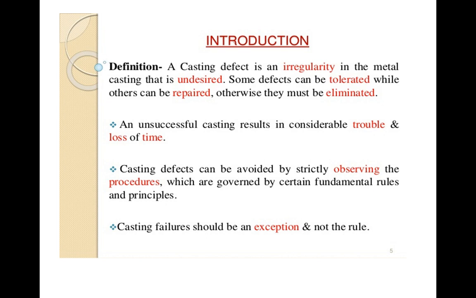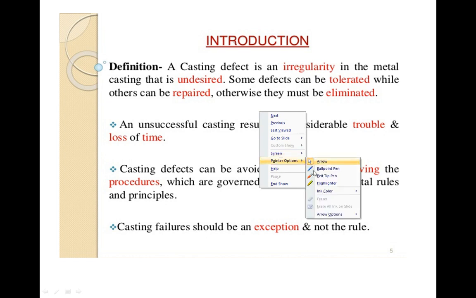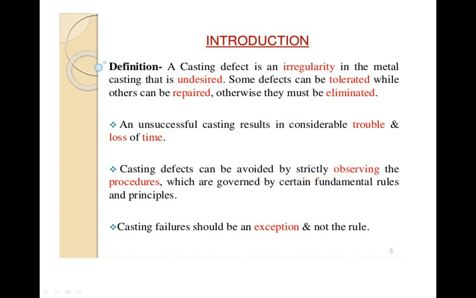So what do you mean by casting defect? A casting defect is nothing but an irregularity in the metal casting that is undesirable. Some defects can be tolerated and some are repaired. Otherwise, all casting defects are eliminated by following some procedures and some rules.